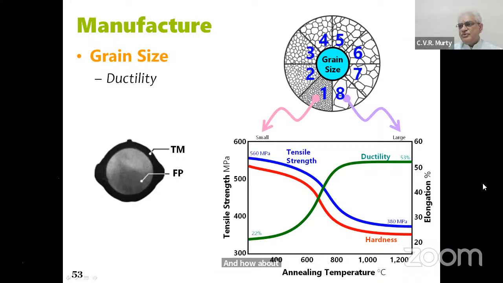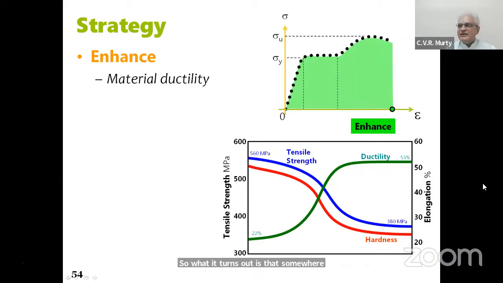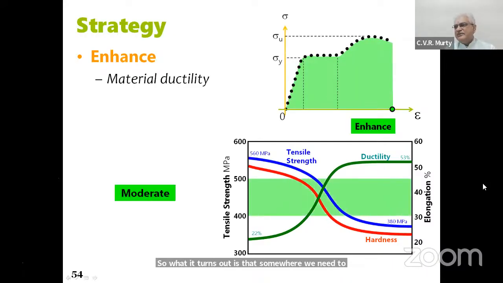Okay. So what we notice is if you have high tensile strength, you have low ductility, and if you have high ductility, you have low tensile strength. So what it turns out is that somewhere we need to strike a moderate balance between ductility and strength. We cannot unduly go too high on strength because we will lose our ductility. Our worry is on the left-hand side, where we're trying to increase the tensile strength, and in the process, we are not getting much ductility. That is where our worry will be, and so we need to be extremely careful.